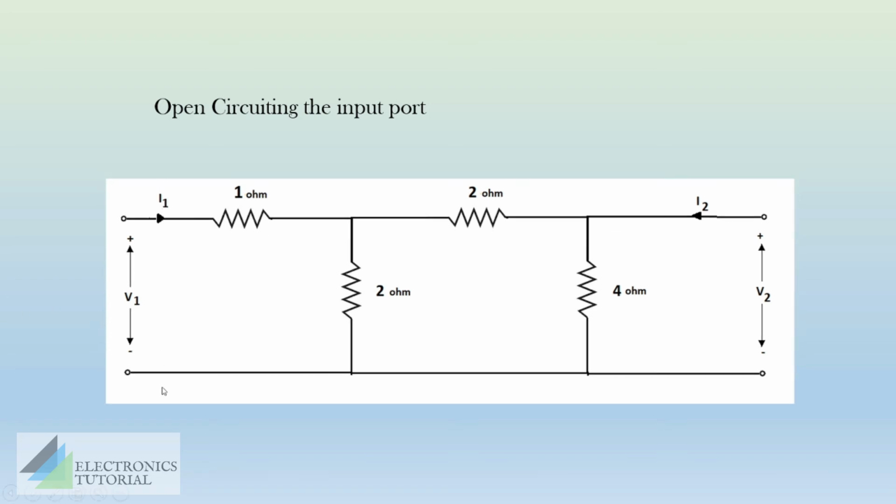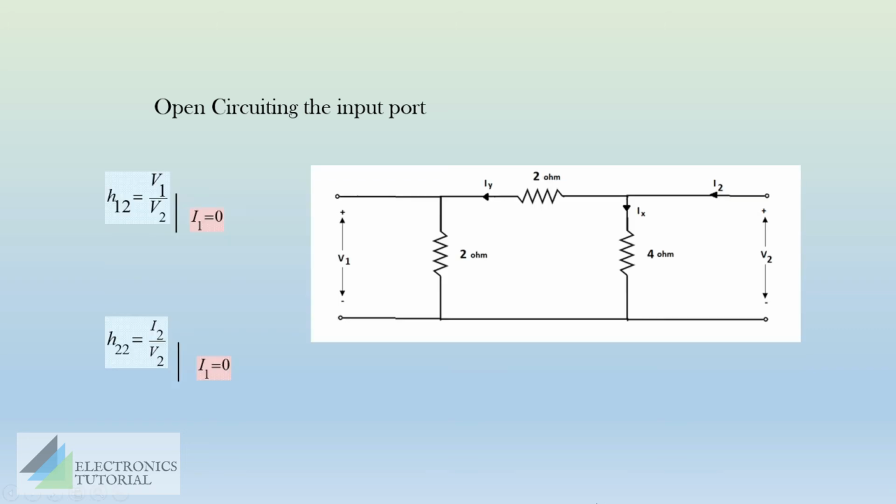Here is our input port, and if we are open circuiting these terminals, the I1 current will not find any complete path to flow through. So the effect of I1 current should be neglected, and hence the 1 ohm resistor will also become inactive. Considering these conditions, we will redraw the circuit. Our circuit will be like this. The parameters that we obtain from this condition are H12 and H22.